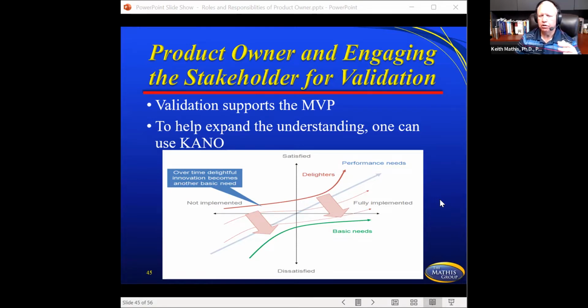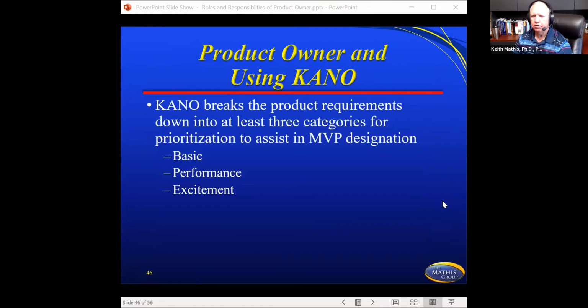The delighters are going to be those features that are on the cutting edge that the customer is just ecstatic about. So what you're trying to do, in many cases, is provide those particular features to where you're getting as high as you possibly can to the delighters that the customer wants. But there's going to be those basic needs or basic features that the customer has to have in order for them to think this is going to be functional for them. So when you look at KANO, it breaks the product requirements down into at least three categories, sometimes more: basic, performance, or excitement.